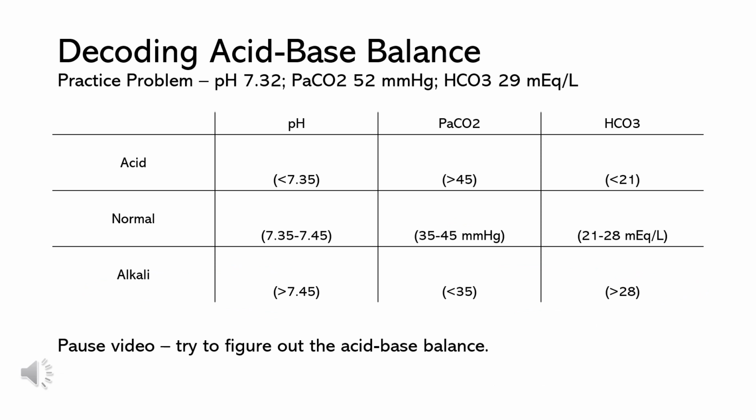Let's try another practice problem. Here, your pH is 7.32, your PaCO2 is 52 millimeters mercury, and your HCO3 is 29 milliequivalents per liter. Pause the video, try to figure out the acid-base balance.